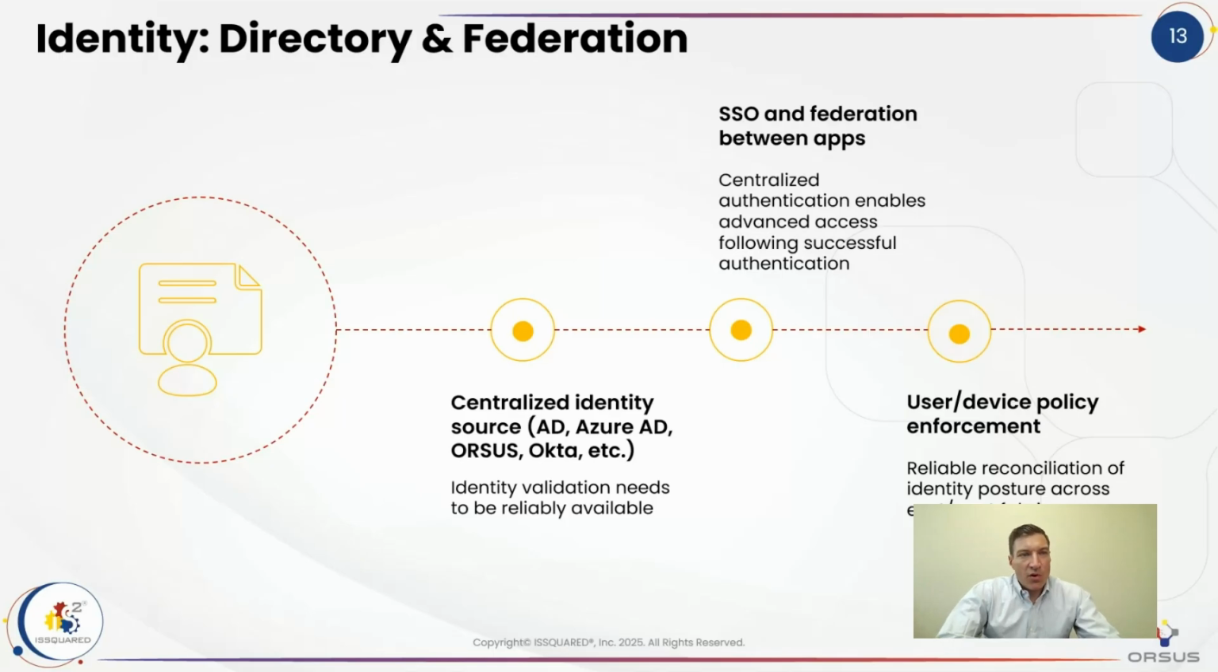Now, we'll go into these just a bit more, and as we talk about directory and federation, what we're really referring to is this build-up of what for a lot of us was Active Directory, where identity validation needs to be reliably available. And as this is scaled out beyond the four walls, we introduce the likes of federation and single sign-on between these apps, where centralized authentication enables advanced access following successful authentication. We have user and device policy enforcement, where reliable reconciliation of identity posture across an east-west fabric results in a very reliable environment. We don't want an inconsistency of access through this fabric, and we want to make sure that it's reliable, which yields good security.